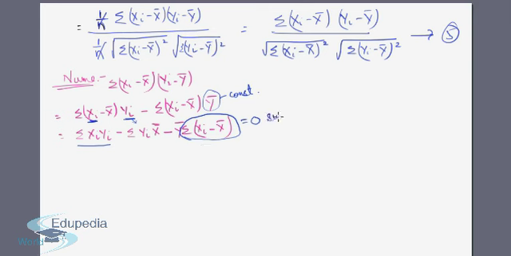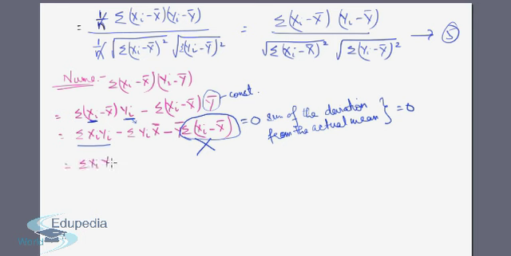Sum of the deviation from the actual mean, and the property says that this is equal to 0. Therefore this whole second term is equal to 0, and I'm left with just this part. So I'm left with summation xi yi minus, again here this x bar is a constant, so I can take it out and I'll have summation yi.